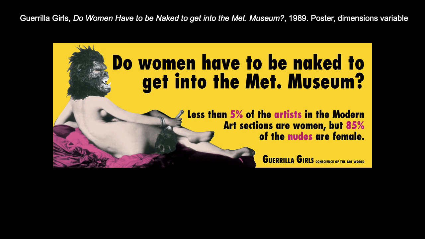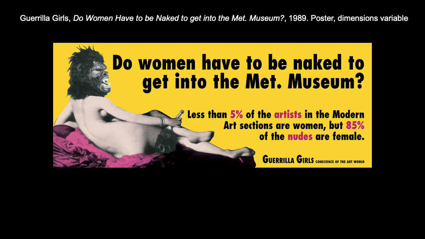They sought to expose both gender and racial inequalities within the art world, to stand against discrimination and to fight for the rights of both female artists and artists of color. Now, the members of the group wanted to remain anonymous, so they often take on the names of dead female artists as pseudonyms, and to hide their identities, they wore gorilla masks out in public.